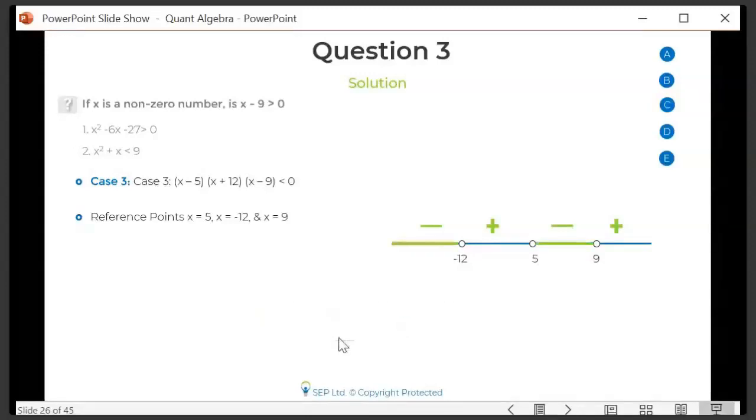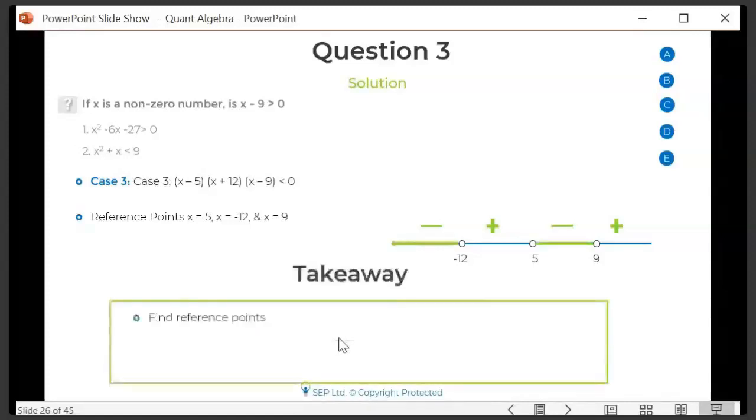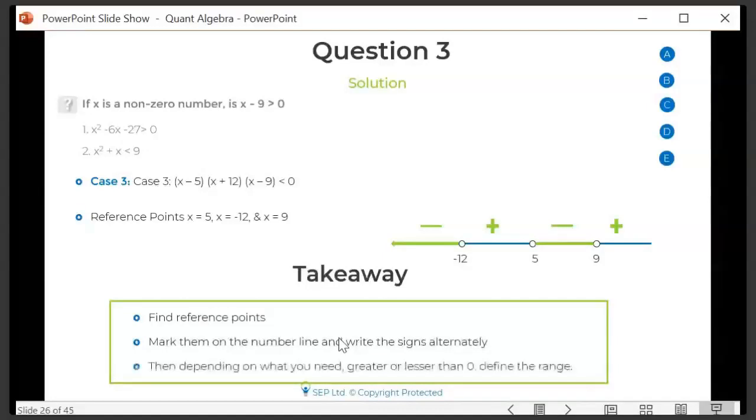x is less than minus 12 and 5 to 9. So the takeaway here is that you draw the reference points, you mark them on the number line, put the signs alternately, and depending on whether you're asked for greater than 0 or less than 0, you define the range. That's all.